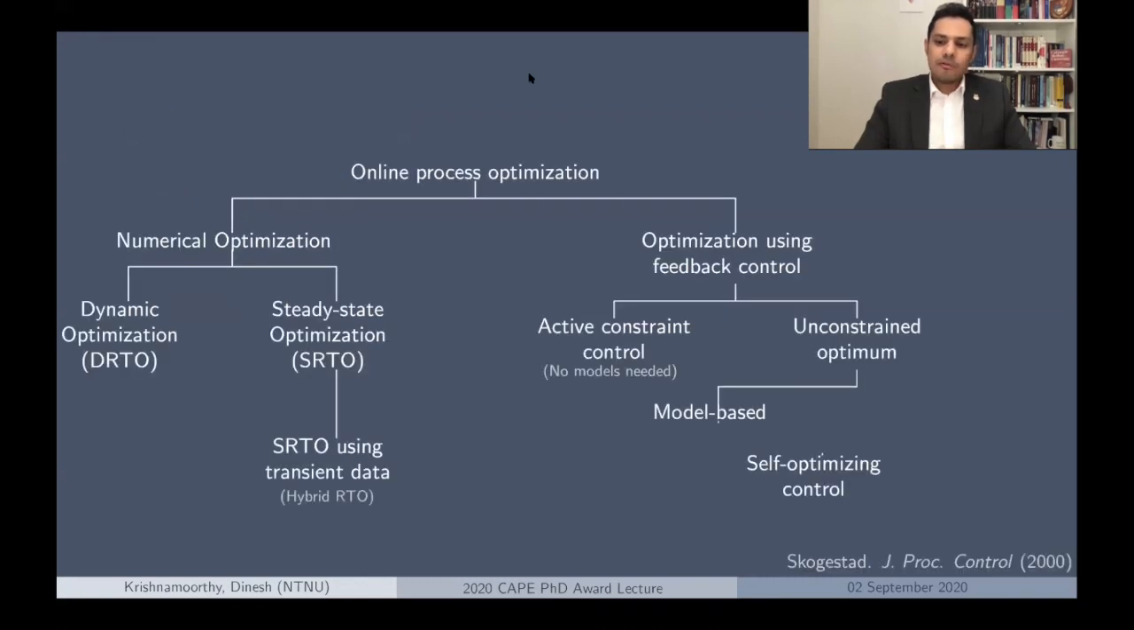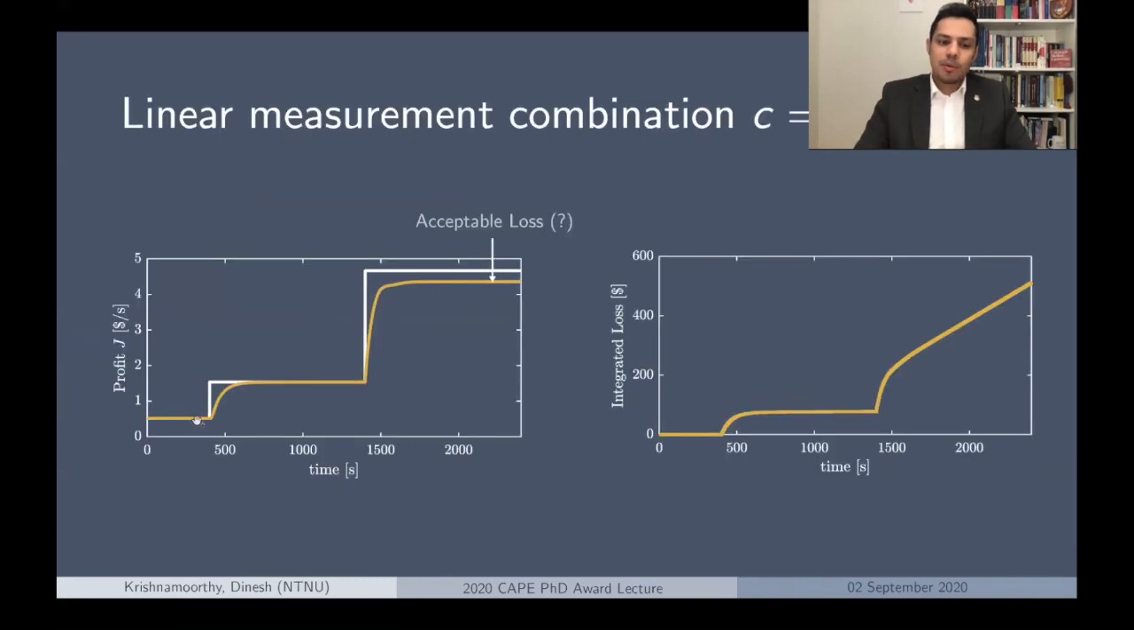When it comes to finding a self-optimizing variable for the unconstrained optimum, we need to have some kind of information about the process, which can be, for example, in the form of process models. One approach is to use the process models offline in order to find a linear measurement combination, which when kept at a constant set point, leads to acceptable loss. This is done by linearizing around some nominal operating conditions. However, as the process moves away from these nominal operating conditions, the loss keeps increasing, and the steady state loss may no longer be acceptable.